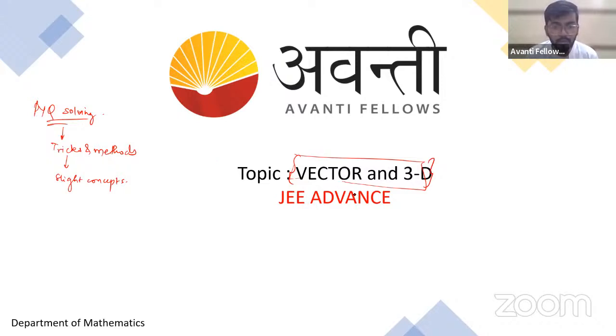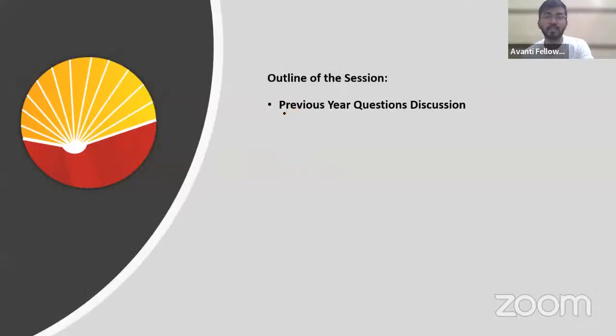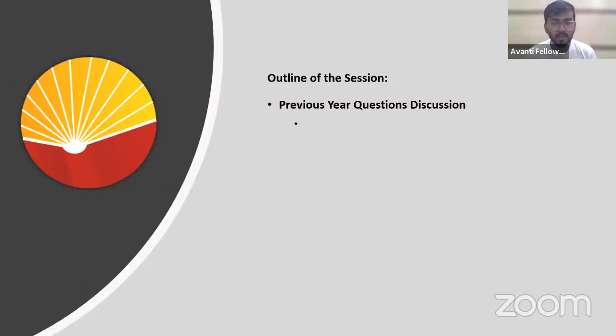So today we will be continuing our vector and 3D topic. In the first session, vector was our major coverage, and today we will be trying to cover 3D. Let us see the outline of the session. As you all know, if you have been attending these sessions, then you will know that these sessions are based mostly on previous year question discussion.